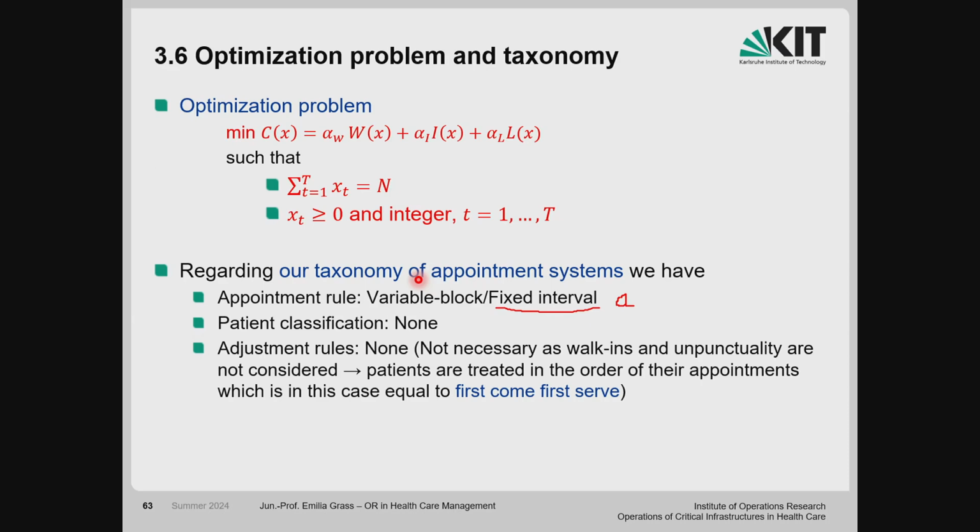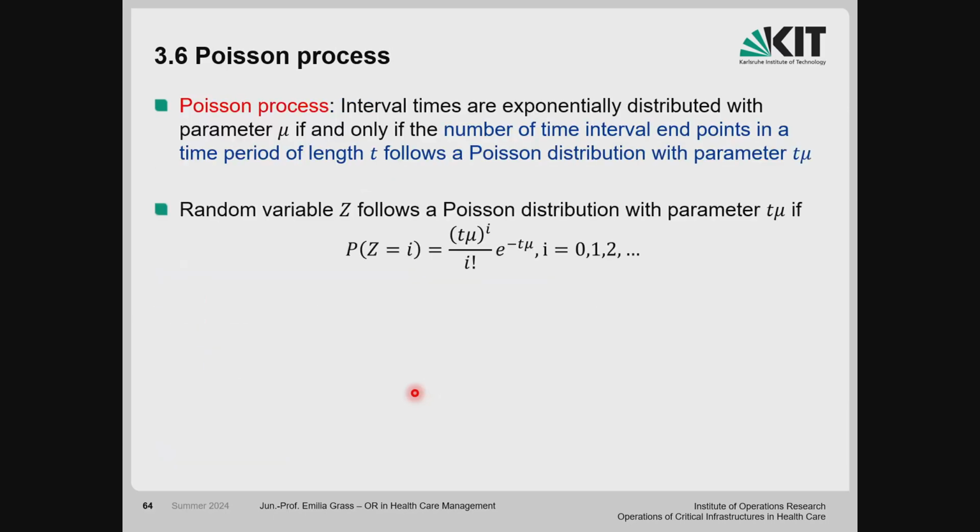We don't differentiate between the patients. Every patient is the same. We also don't have any adjustment rules, because we don't consider any walk-ins, unpunctuality, or uncertainty here. And we simply assume a first come, first serve rule. Here we also don't consider no-shows, but in our exercise, we will extend this model to also consider no-shows.